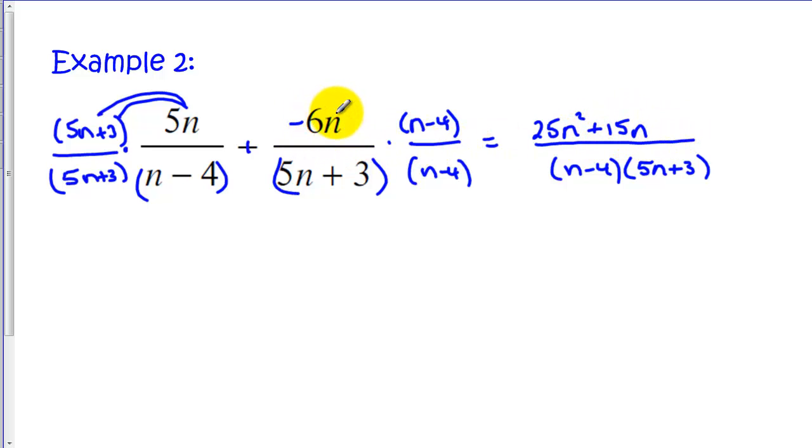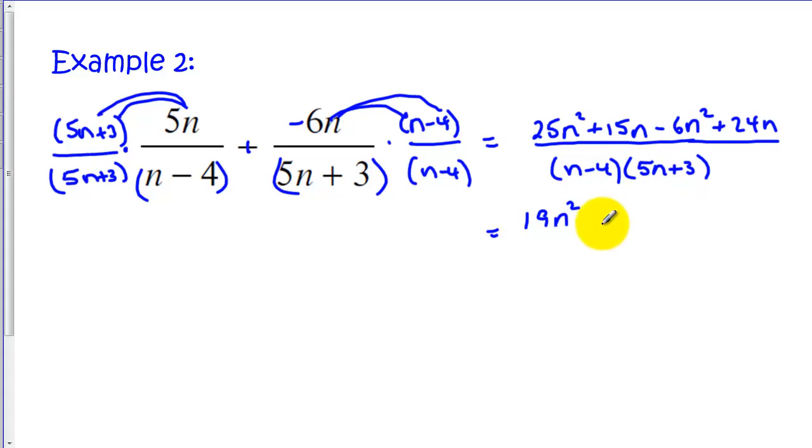And now I've got to distribute this negative 6n. So I'm going to have negative 6n squared, and negative 6n times negative 4 would be plus 24n. So now we're going to combine like terms. We've got 25n squared and minus 6n squared, so that gives us 19n squared. And we have here 39n.